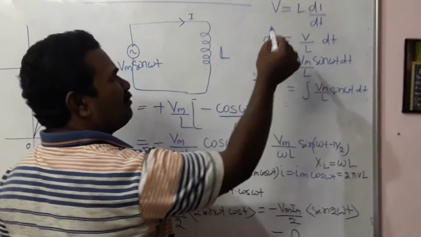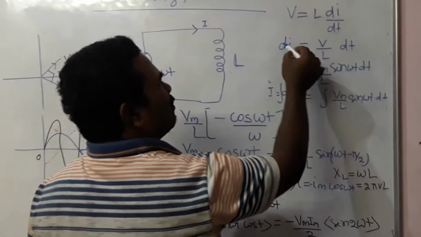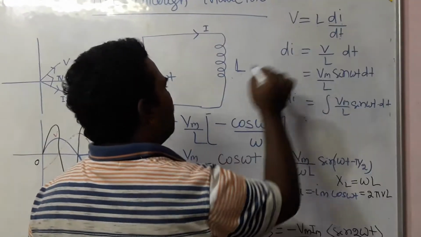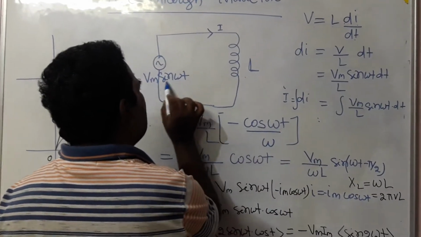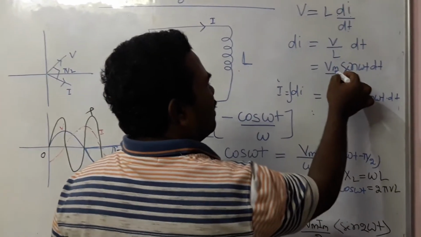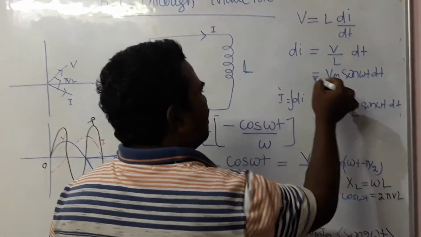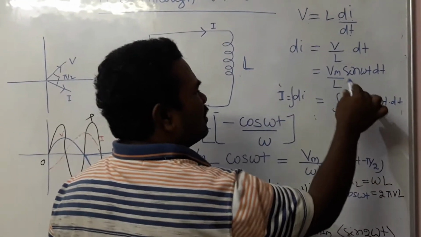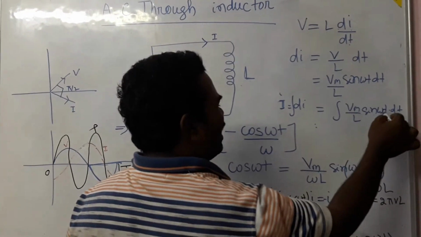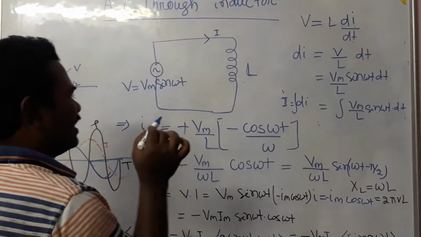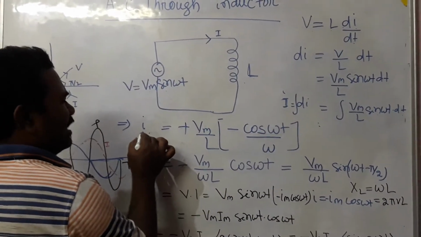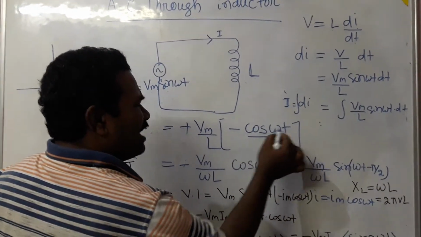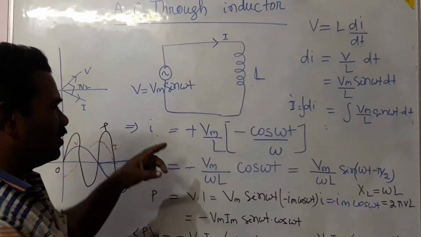Our aim is to calculate the current. So cross multiply it. What do we get? di is equal to V by L dt. Put the value of V, V equal to Vm sin omega t. So this will be Vm sin omega t by L dt. To find the current, we have to integrate di. So integrate both sides: Vm by L integral of sin omega t dt. The integration of di will be I. The integration of sin omega t is equal to minus cos omega t by omega, as we will read in mathematics. So what is the equation?